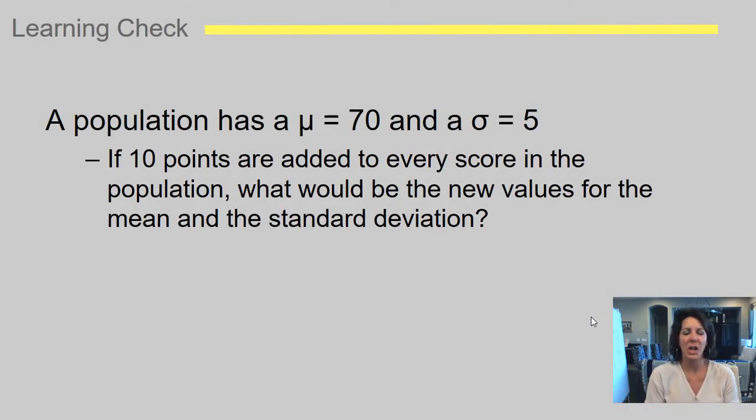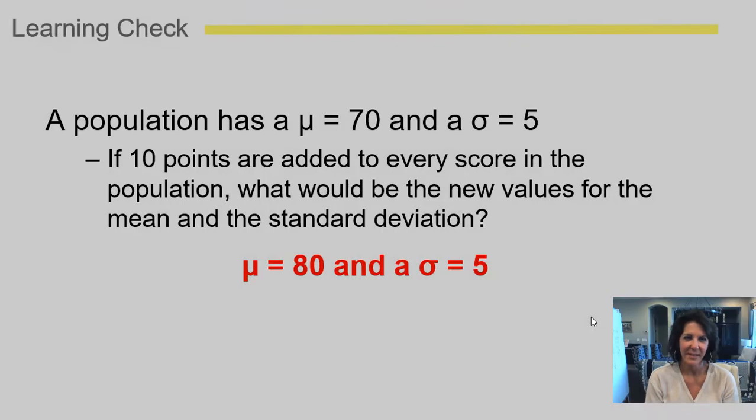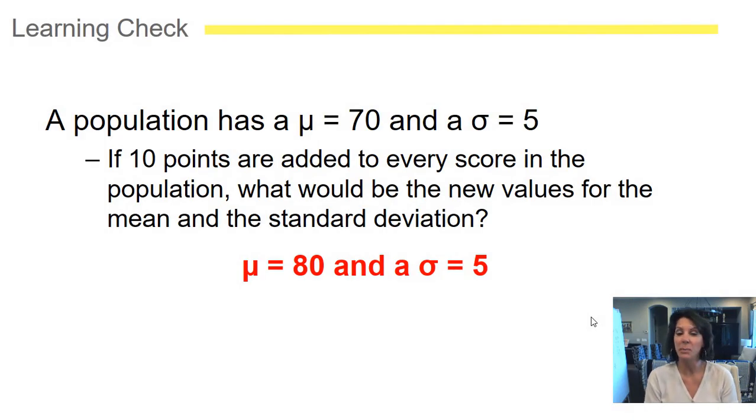If a population has a mean of 70 and a standard deviation of 5, and we add 10 points to every score in the population, what are the new values for the mean and the standard deviation? You're going to have to think back to the rules about what we do when we add a constant and how it affects the mean. Think about that for a minute. All right, here it is. The mean would be 80. It would change, but the standard deviation would stay the same, just because of those rules we just talked about.